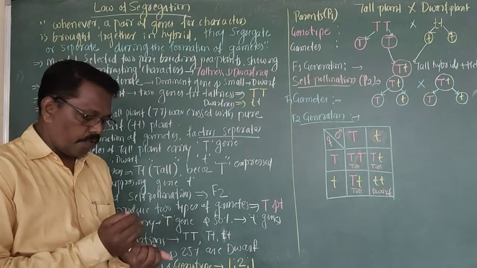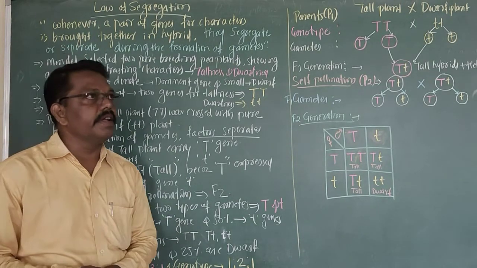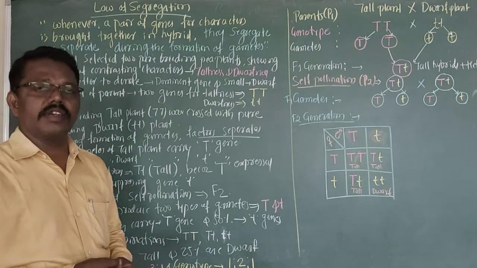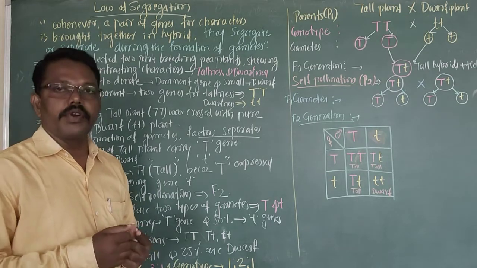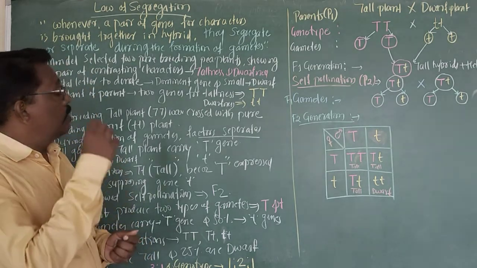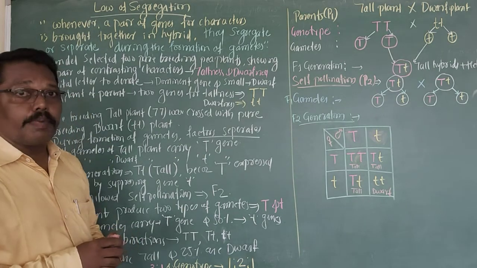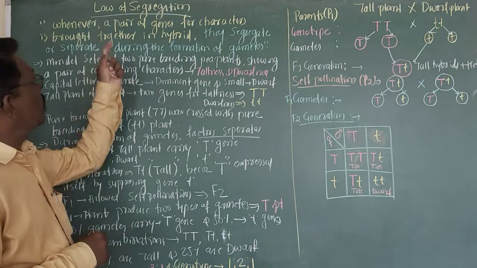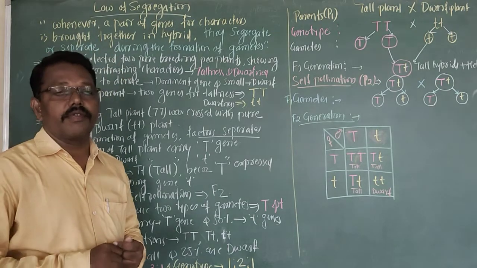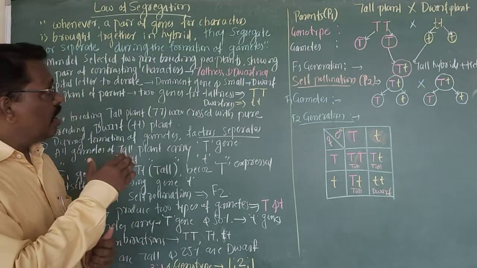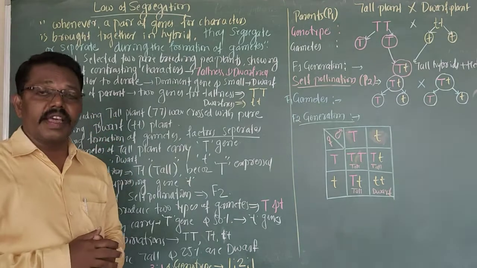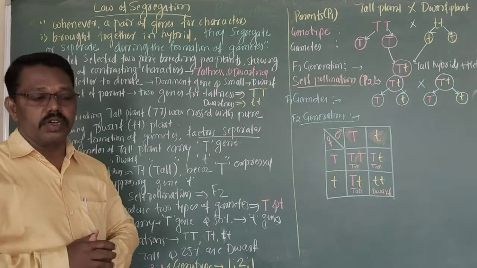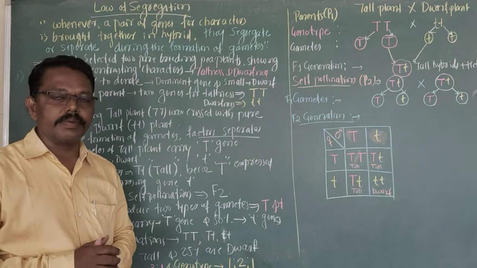In yesterday's class, I told you about the law of segregation. It is the first law of Mendel's inheritance. It is also called the law of purity of gametes. He proposed two laws. First, we want to study the first law, that is called the law of segregation or the law of purity of gametes. To explain the law of segregation, he used a monohybrid cross.